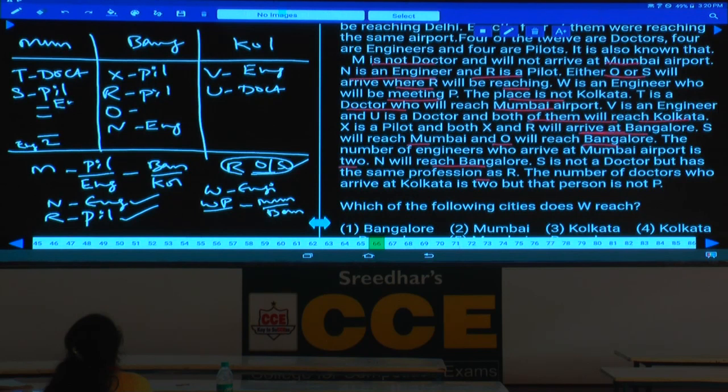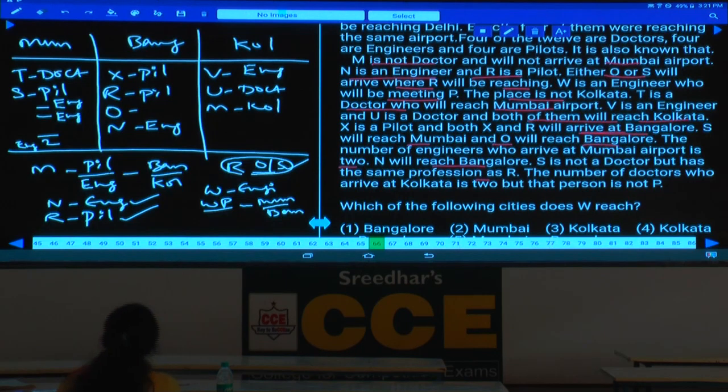These 2 persons must be engineers. And then coming to this one, M. Whatever this M is, either pilot or engineer. M is pilot or engineer. And next one, either Bangalore or Kolkata. M Bangalore is ruled out because there are already 4 persons in Bangalore, X, R, O, N. Hence M must be Kolkata, isn't it? M is Kolkata, this is finalized.